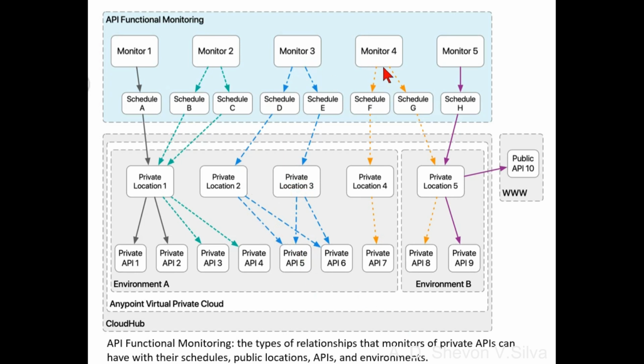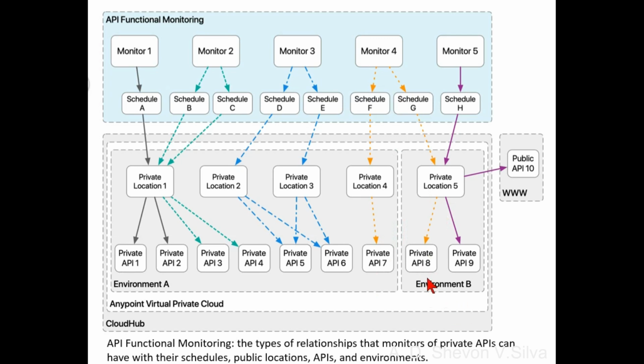Monitor 4's relationship is indicated with dotted orange arrows. Multiple schedules, multiple environments. Monitor 4 runs on two separate schedules, schedule F and schedule G, and each is associated with different private locations, private location 4 and private location 5. Private location 4 and private API 7 are in environment A, and private location 5 and private API 8 are in environment B.